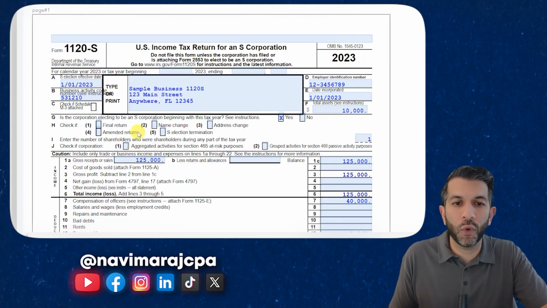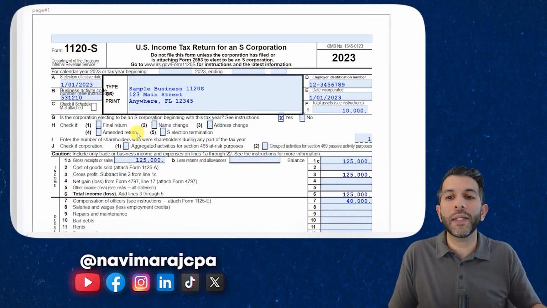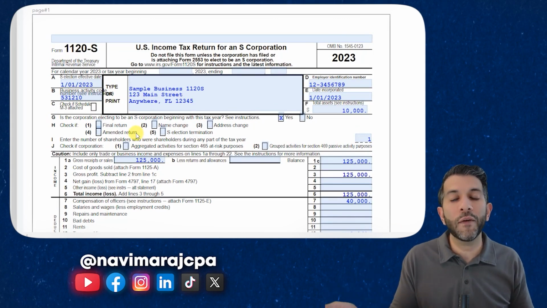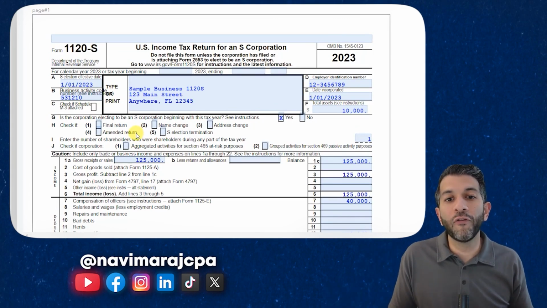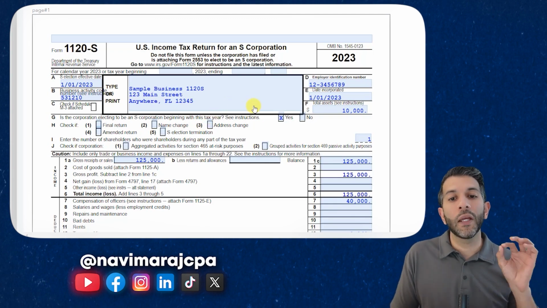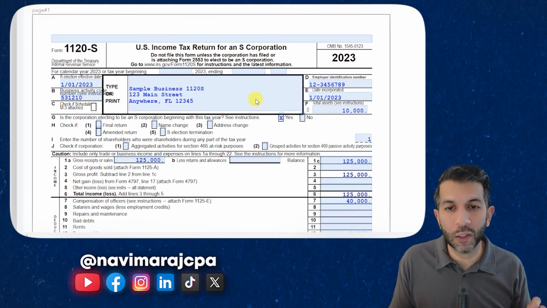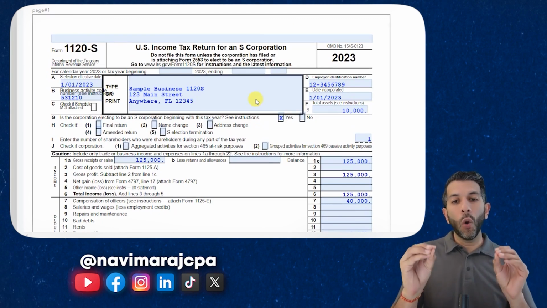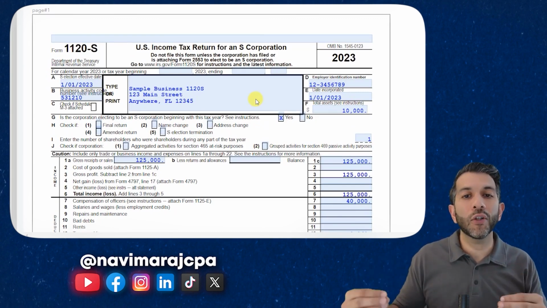But let's get back to the topic of this video, which is how S Corp taxes work. So here we have the 1120S. This is the tax document that you have to complete at the end of the year for your income that you've earned through your S Corporation. Now, this is considered a pass-through entity. What do I mean by that? That means it's also called an informational tax return.